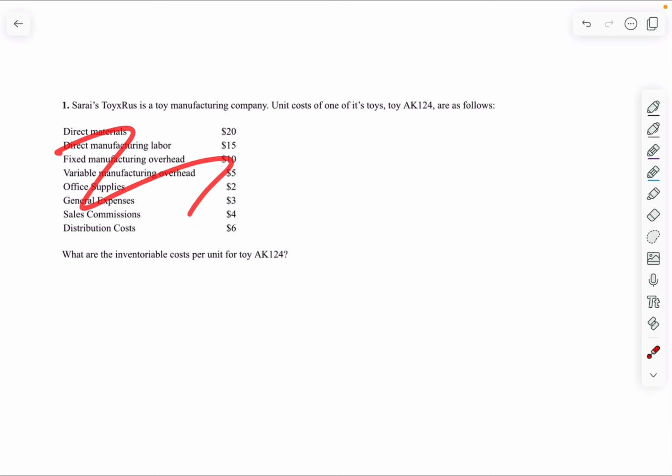As always, skip everything, read the question first. They're asking what are the inventoriable costs per unit for toy AK124. Inventoriable cost really just means manufacturing costs. So pull up the chart.